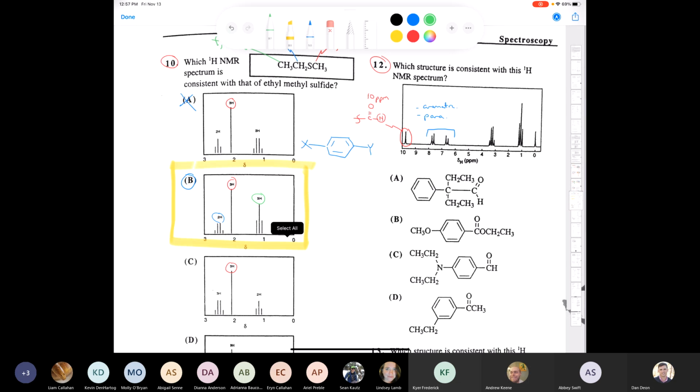Then down here, you can see I have a quartet and a triplet. This is usually coming from an ethyl group. Well, the only one that meets all these criteria is C. I saw that somebody put A, which is a good guess because we have an aldehyde, we have an aromatic ring, and we have an ethyl group. The problem is that it's not para-substituted. Whereas this aromatic ring is para-substituted.